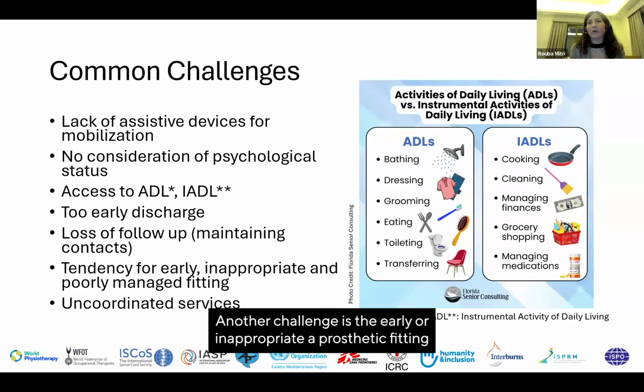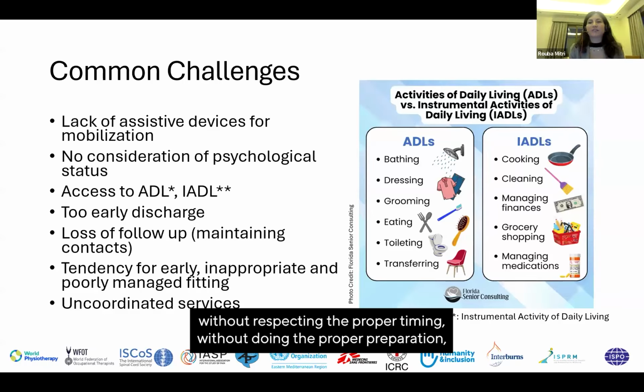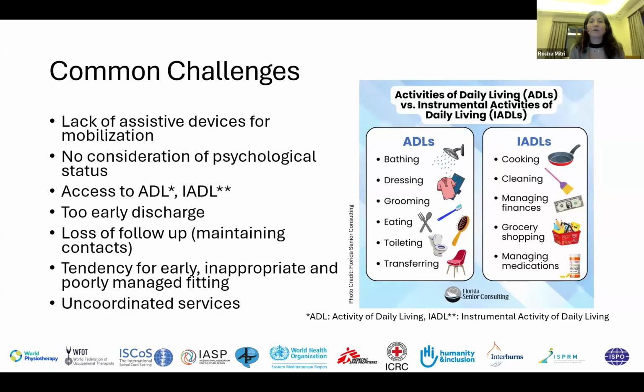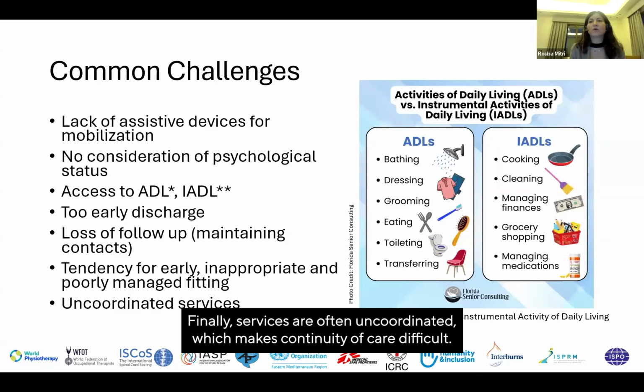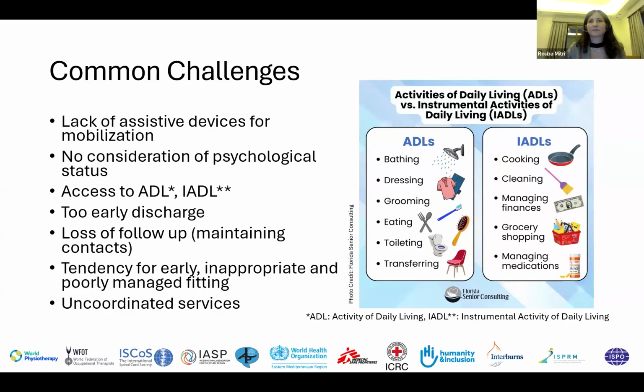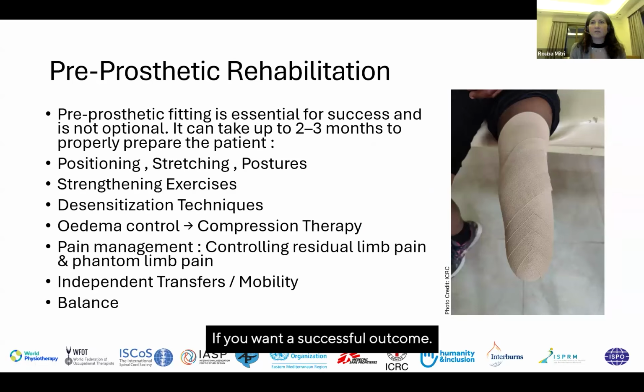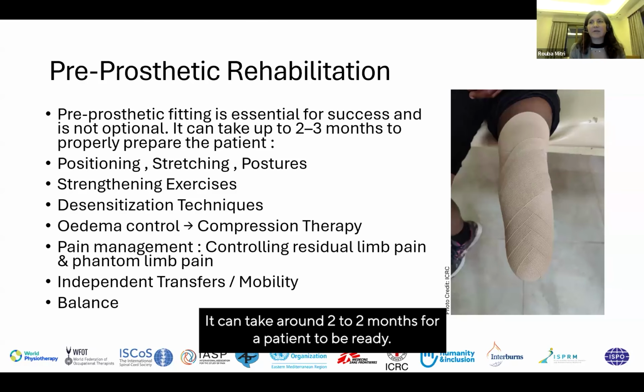Another challenge is the early or inappropriate prosthetic fitting without respecting the proper timing, without doing the proper preparation, which definitely will affect the outcome. Finally, services are often uncoordinated, which makes continuity of care difficult. Here, we're focusing on pre-prosthetic rehabilitation, which is a very important stage, and it's not an optional stage. If you want a successful outcome, it can take around 2 to 3 months for a patient to be ready.